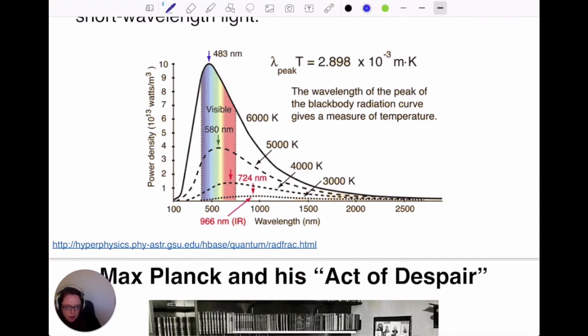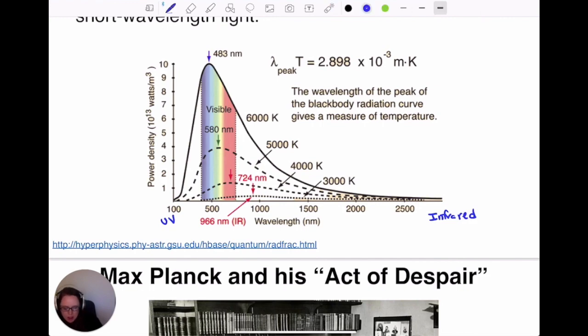We're going from 100 nanometers, which would be the short UV range, up through thousands of nanometers, so into the infrared. And then our y-axis is something called power density. This is 10 to the 13, so this would be 1 times 10 to the 13, 2 times 10 to the 13, 3 times 10 to the 13. That's what that information means. And then it's in watts per meter cubed. So we're normalizing the amount of power to the volume, or taking the density.